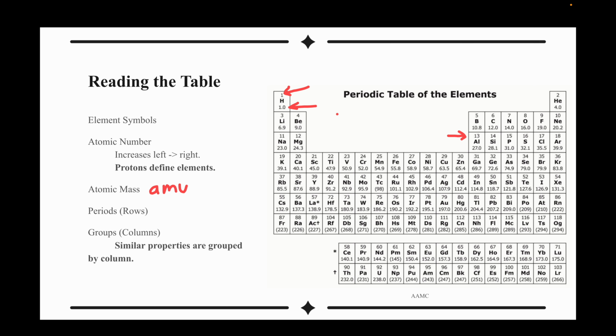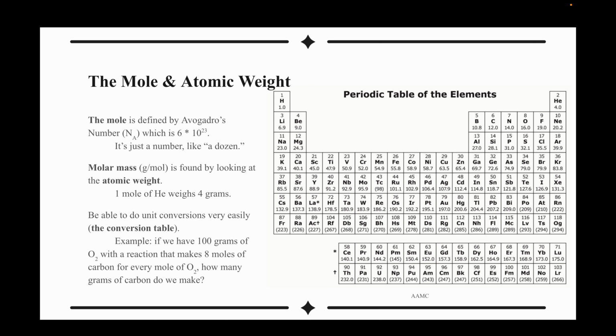Rows in the periodic table are called periods. For instance, this period from lithium to neon is a period, and columns in the periodic table are groups. One thing that's very important to understand about groups is that similar properties are grouped by column. All of the elements in this column have something in common, and we'll talk about that in a couple of slides. Let's talk next about the mole and atomic weight.